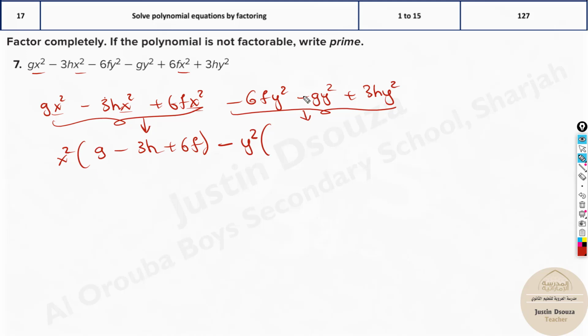And let me write first as g. What is this going to be? G term. Minus is gone, y squared is gone, you're just remaining with plus g. And what about the next 3h term? Y squared is gone, and from plus, minus is gone, so it'll be the opposite sign, it's negative 3h. And what about this? Minus is gone, so it's plus 6f, y squared is gone.